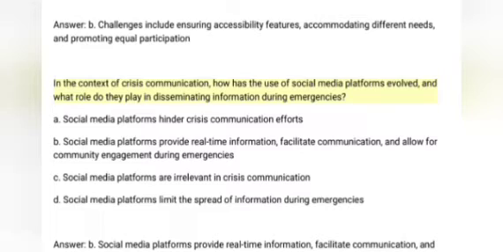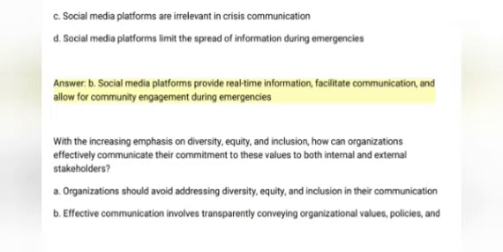In the context of crisis communication, how has the use of social media platforms evolved, and what role do they play in disseminating information during emergencies? A. Social media platforms hinder crisis communication efforts. B. Social media platforms provide real-time information, facilitate communication, and allow for community engagement during emergencies. C. Social media platforms are irrelevant in crisis communication. D. Social media platforms limit the spread of information during emergencies. Answer. B. Social media platforms provide real-time information, facilitate communication, and allow for community engagement during emergencies.